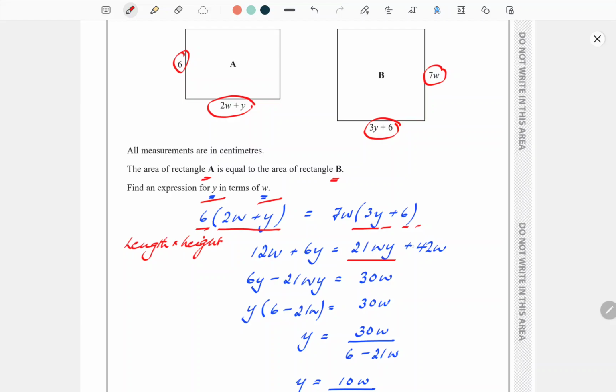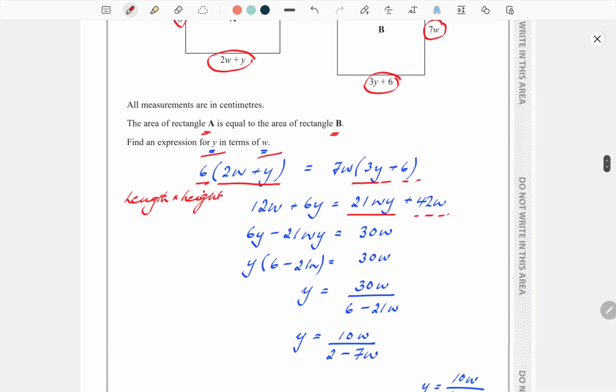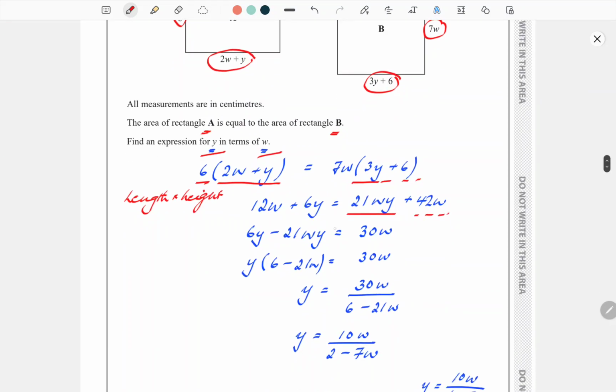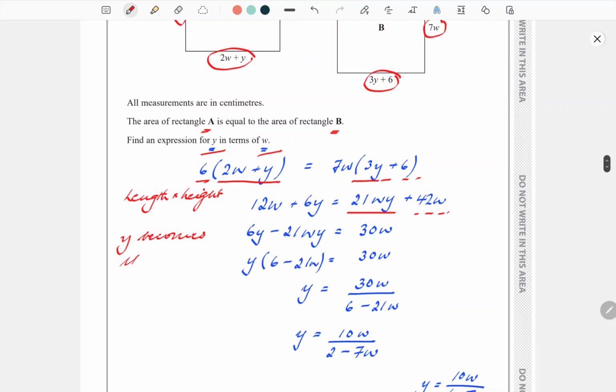21wy, all right? And then 7w times 6, 42w, all right? Start bringing everything together where we can. Now, because we want y, yeah? Y becomes the subject.